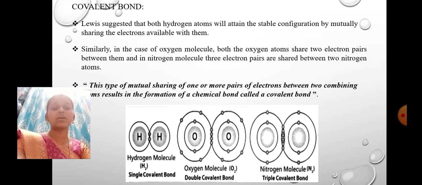In the figure you can see that the first one is a single covalent bond, the second, the oxygen molecule O2, is a double covalent bond, and the third is the example of the nitrogen molecule N2, a triple covalent bond. These are the types of covalent bond.